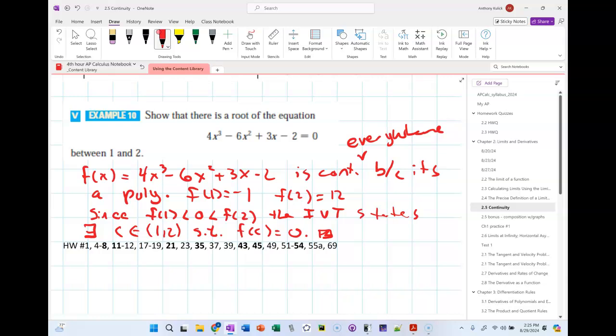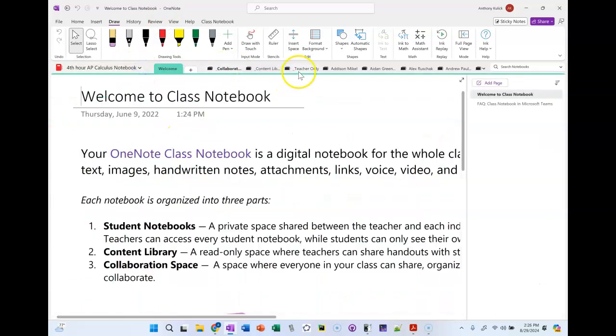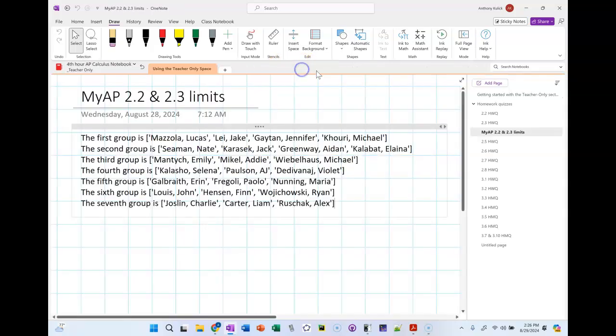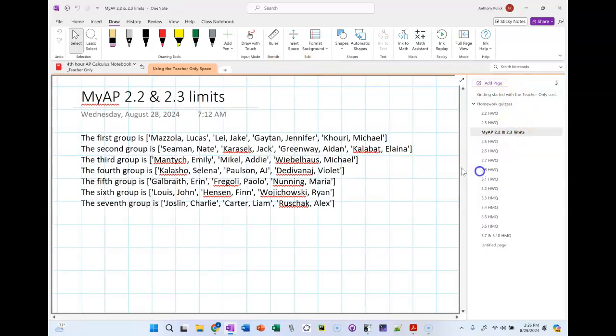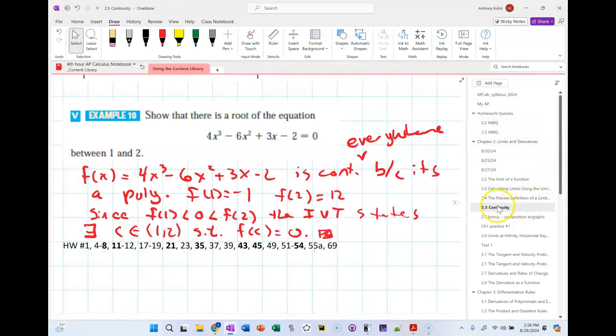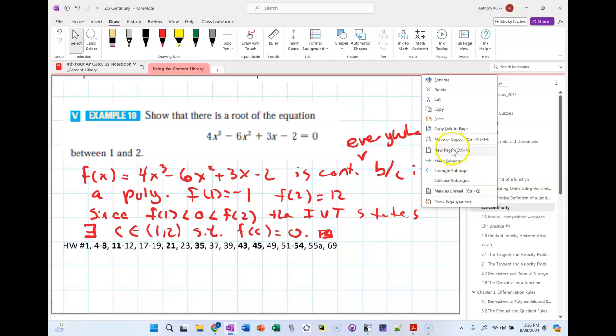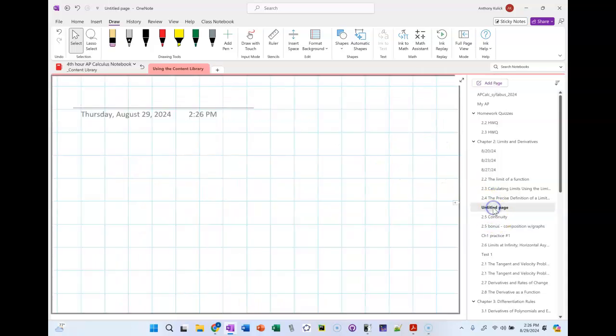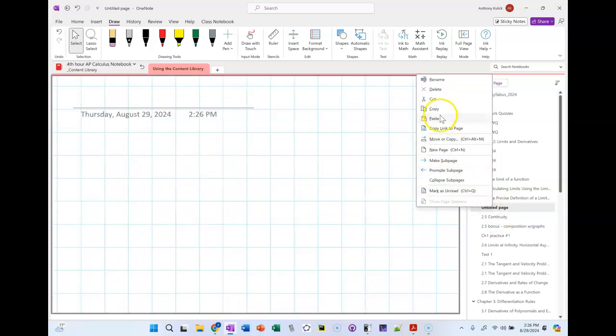What do you guys think? Continuity. Okay. We have what? We have 20 minutes left. Here's what we're going to do. You'll probably need your tablet. You're going to open up your My AP. And we are going to do, oops, that's not what I wanted to do. I wanted to paste.